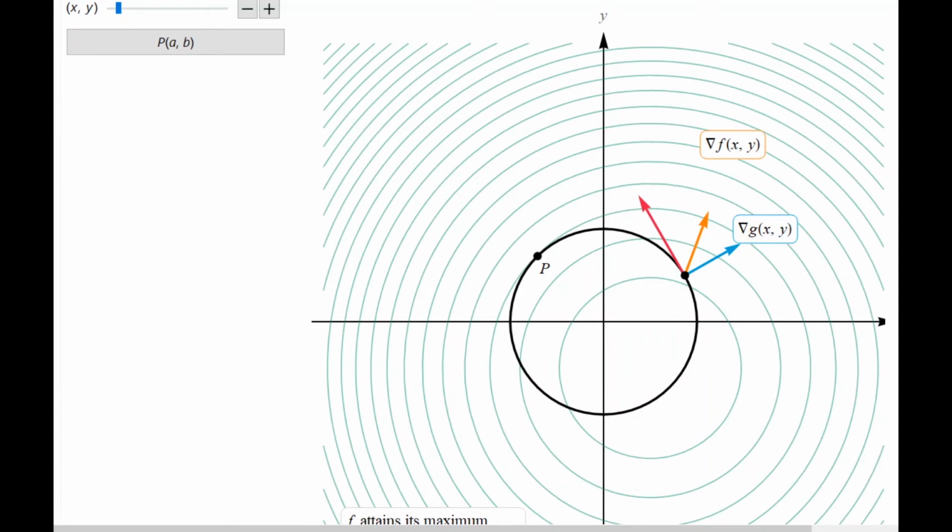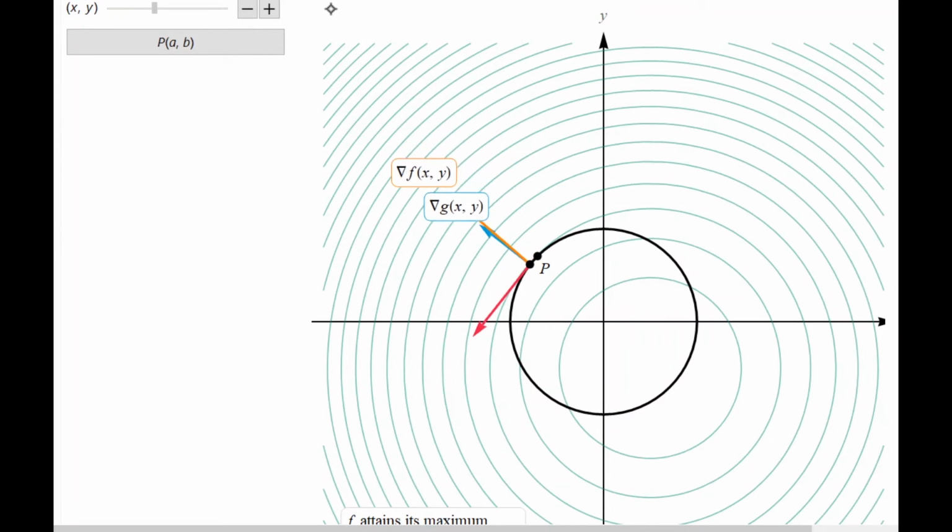Notice the blue vector is the gradient of g. Along that curve, the gradient of g is always orthogonal to the curve. We expect that, that's what we derived above. But notice the gradient of f is not always orthogonal to the black curve. The gradient of f is always orthogonal to its level curves, the green curves that you see, but definitely not the black curve.